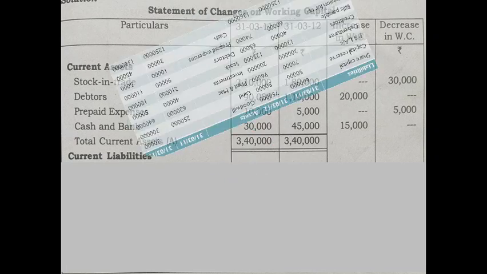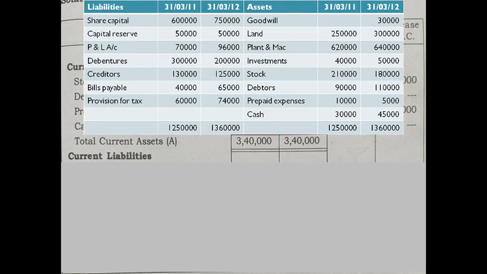If you go through the balance sheet given in the question, you can see that on the liability side it begins with creditors. Creditors, in the opening it is 1,30,000 followed by 1,25,000. So there is a decrease in the value of current liability, and you know the rule for recording the difference amount. Whenever there is a decrease in current liability, it has to be shown in this column, that is, increase in working capital.